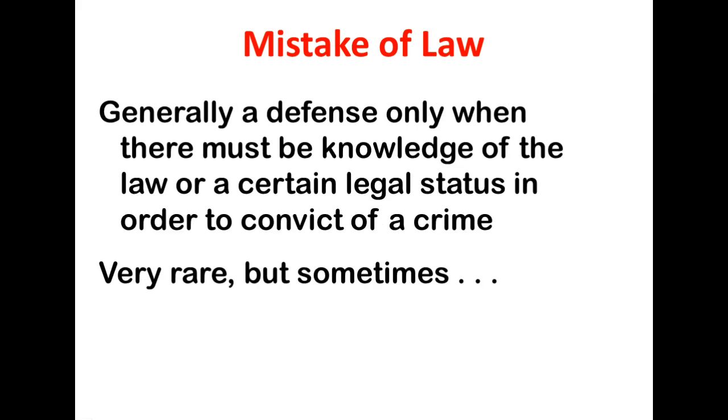And it's generally a defense only when there must be knowledge of the law or certain legal status in order to convict. But this is really rare. This is not going to happen very often. So knowledge that one is legally married could be an example of this. Knowledge that one is one's wife could be another example of this. But again, it's going to depend on whether the offenses charged are specific intent offenses or general intent offenses. We again will talk about this in class.